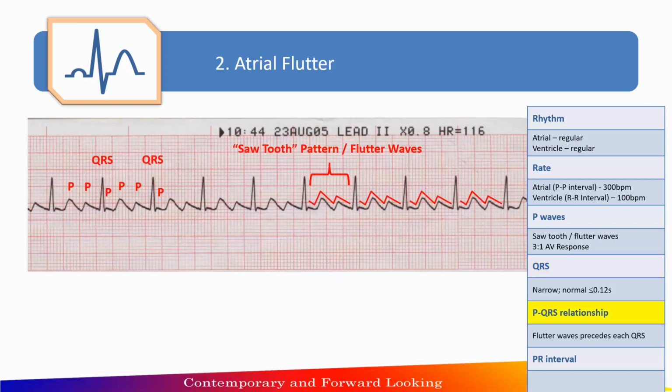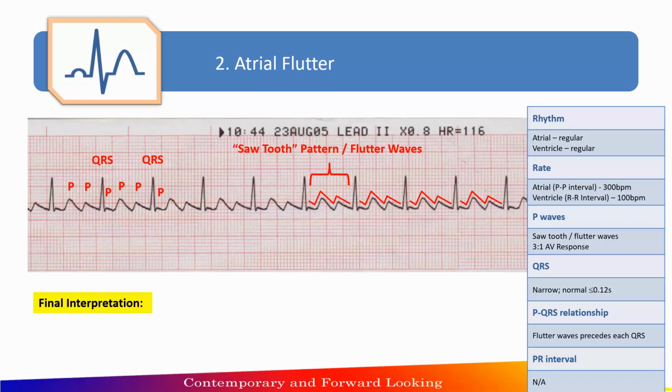Next, we will look at the PQRS relationship. As established earlier, there are multiple P's preceding each QRS in this rhythm strip, which we will refer to as flutter waves due to the nature of the sawtooth pattern it produces. Because the P waves in an atrial flutter have been replaced by flutter waves, measuring the PR interval is no longer applicable.